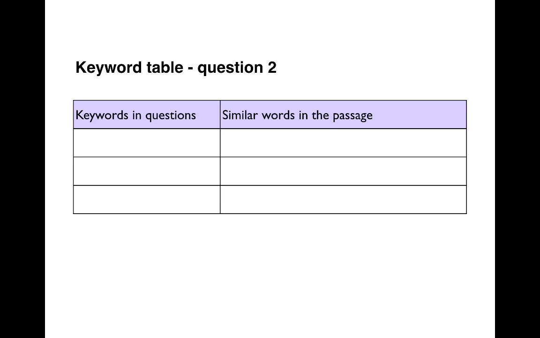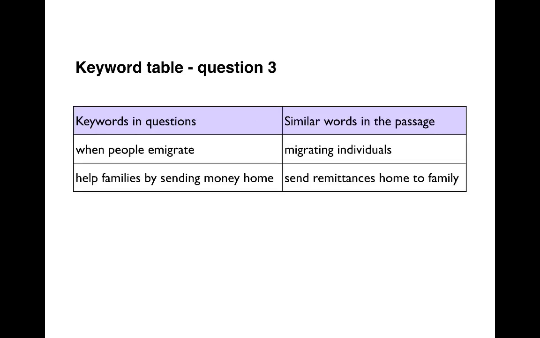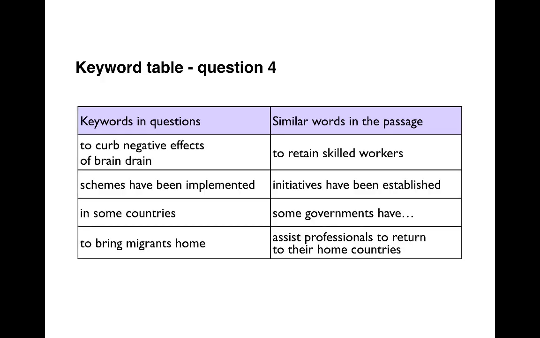Question 2. Brain drain the result of something, contribute to the brain drain. Problems people face, lack of opportunities, political instability, etc. Allure of a better life, offer better living conditions. Number 3. When people emigrate, migrating individuals, help families by sending money home, send remittances home to family. And question 4. To curb negative effects of brain drain, to retain skilled workers. So not losing skilled workers is reducing the negative effects.